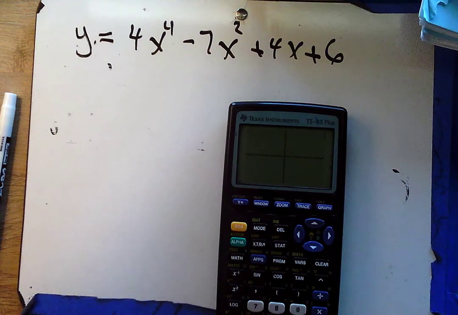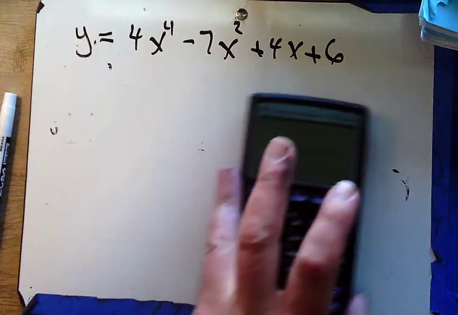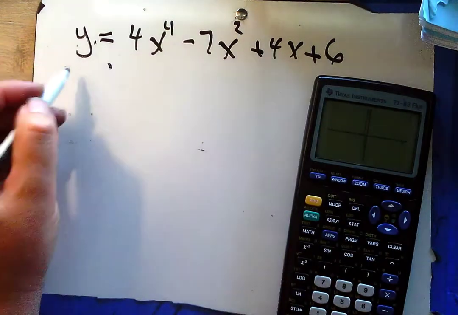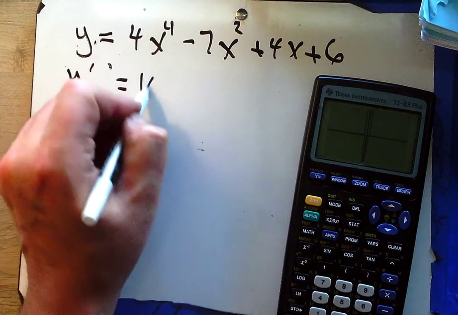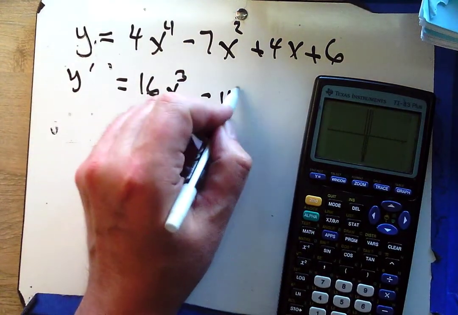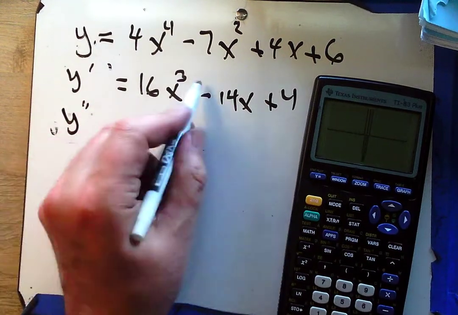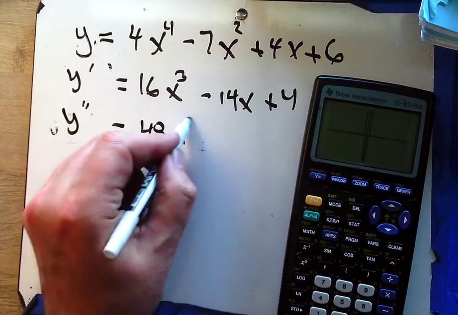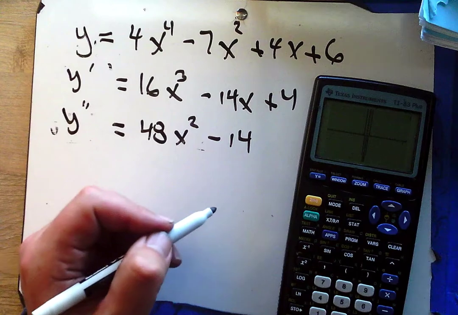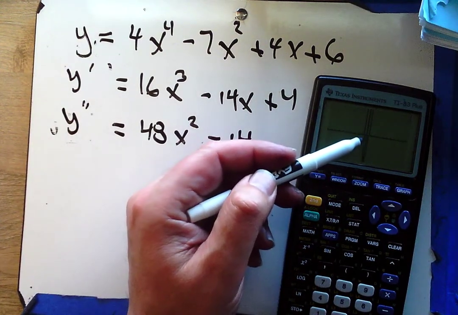And I'm looking for intercepts on y double prime where I have a sign change. I don't feel like I see anything here. What's going on? Well, let's think about this for a moment. We said that y prime is 16x to the third minus 14x plus 4. And we said y double prime was 48x squared minus 14. Oh, look, it showed up.